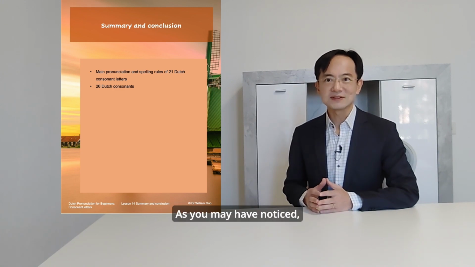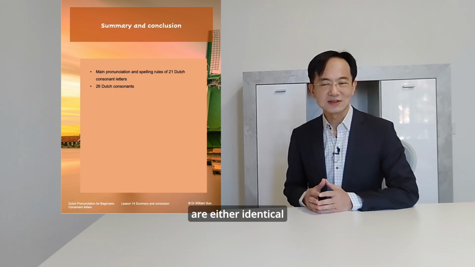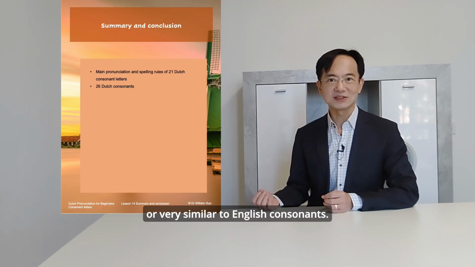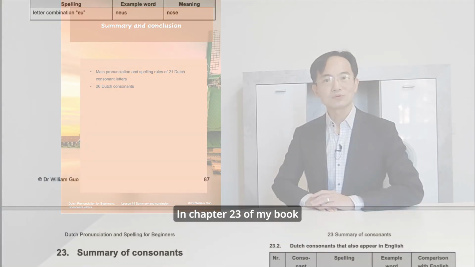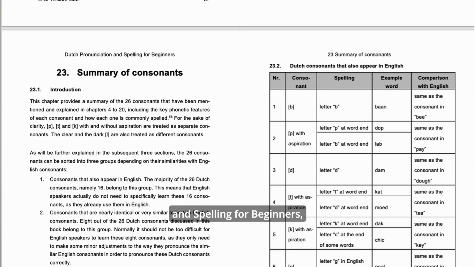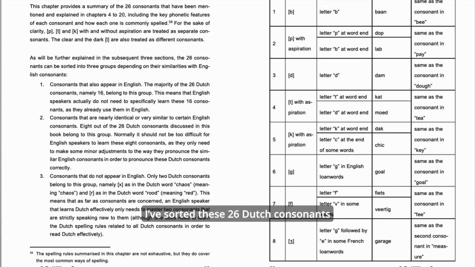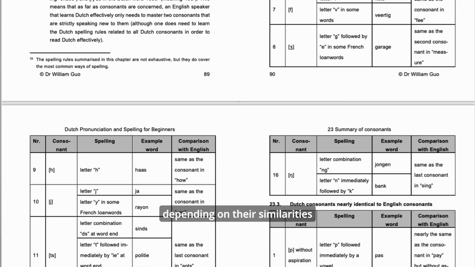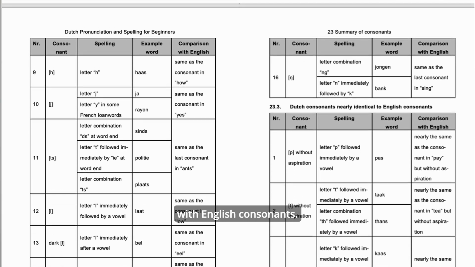As you may have noticed, many of these Dutch consonants are either identical or very similar to English consonants. In chapter 23 of my book, Dutch Pronunciation and Spelling for Beginners, I've sorted these 26 Dutch consonants into 3 categories depending on their similarities with English consonants.